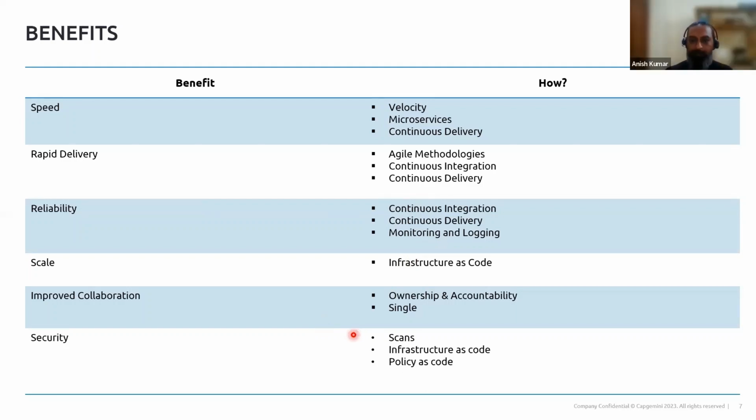Improved collaboration. I spoke about the team owning the end-to-end piece of the implementation, from delivery to operations. Everything should be owned by the team. That is a philosophy which helps us achieve greater accountability. And then, okay, maybe I missed this part. I cannot recollect what this single point is.